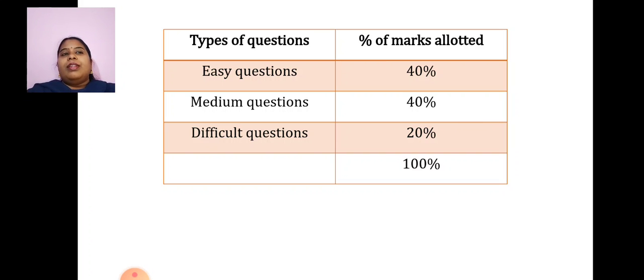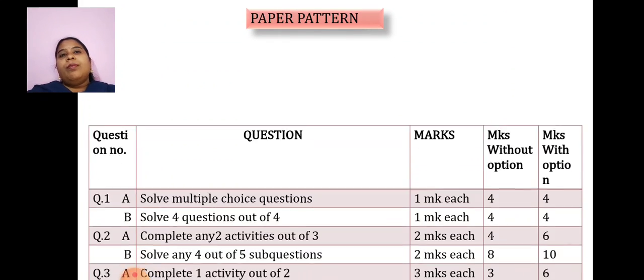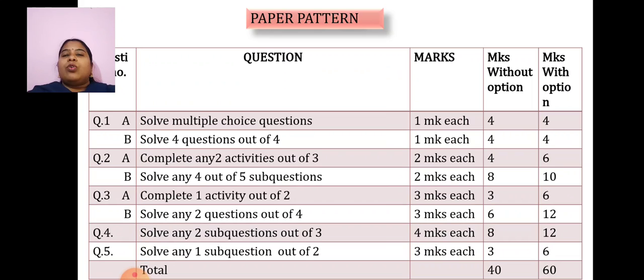Okay. Then let us have a look at the paper pattern. You must be knowing it, but let us quickly see it. Question number 1A and B are 1 mark each. Question number 1A is a multiple choice question.